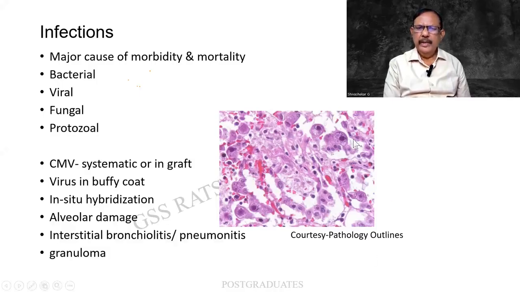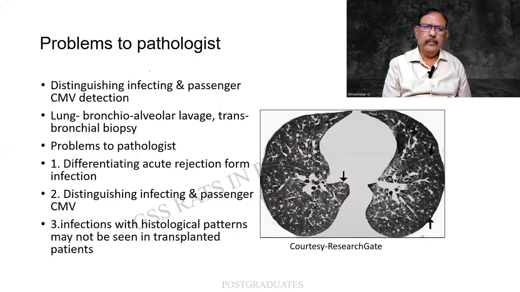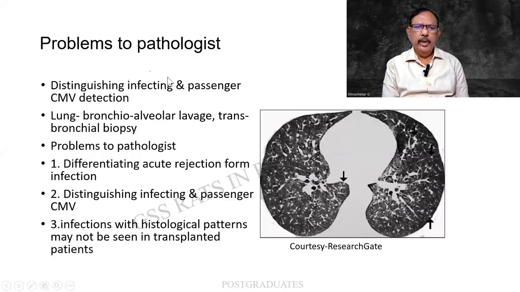And courtesy Pathology Outlines, I am able to see this. Strangely, these can be commensals also, and that should be ruled out. So the problem for a pathologist is distinguishing between the infecting and the passenger CMV. In this case, I find that there are multiple foci of infection and it almost mimics a miliary tuberculosis to me. So differentiating an acute rejection from an infection, then the infecting and the passenger CMV, and distinguishing the different histological patterns, which are not usually seen in the transplanted patients.